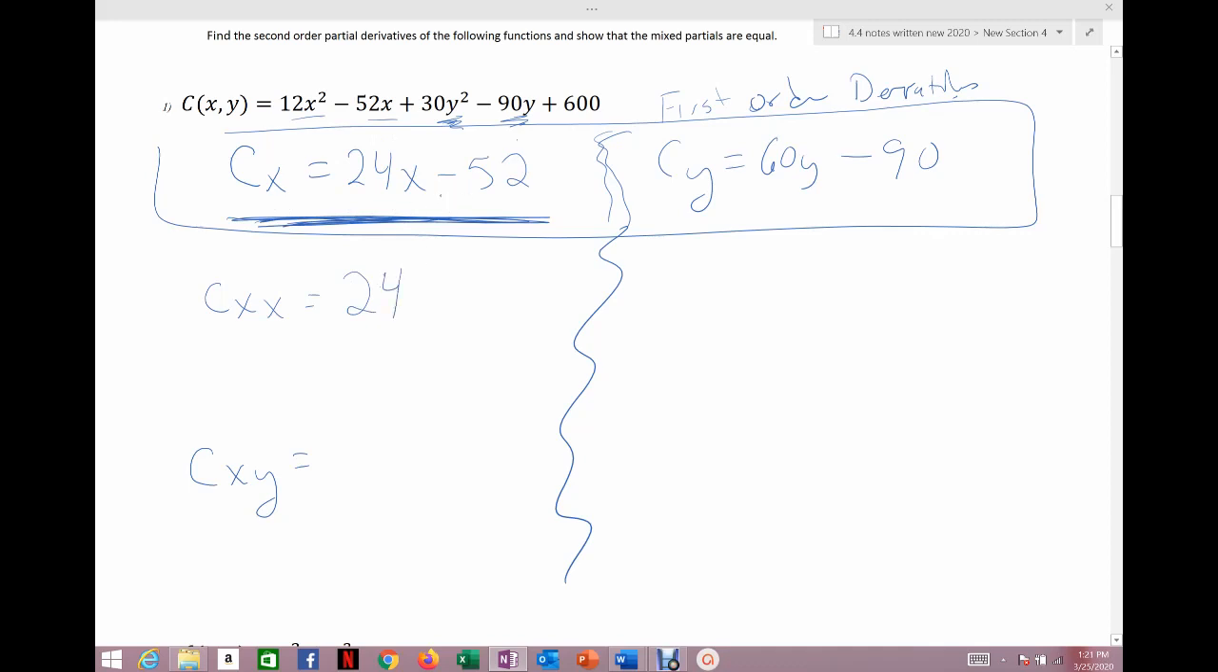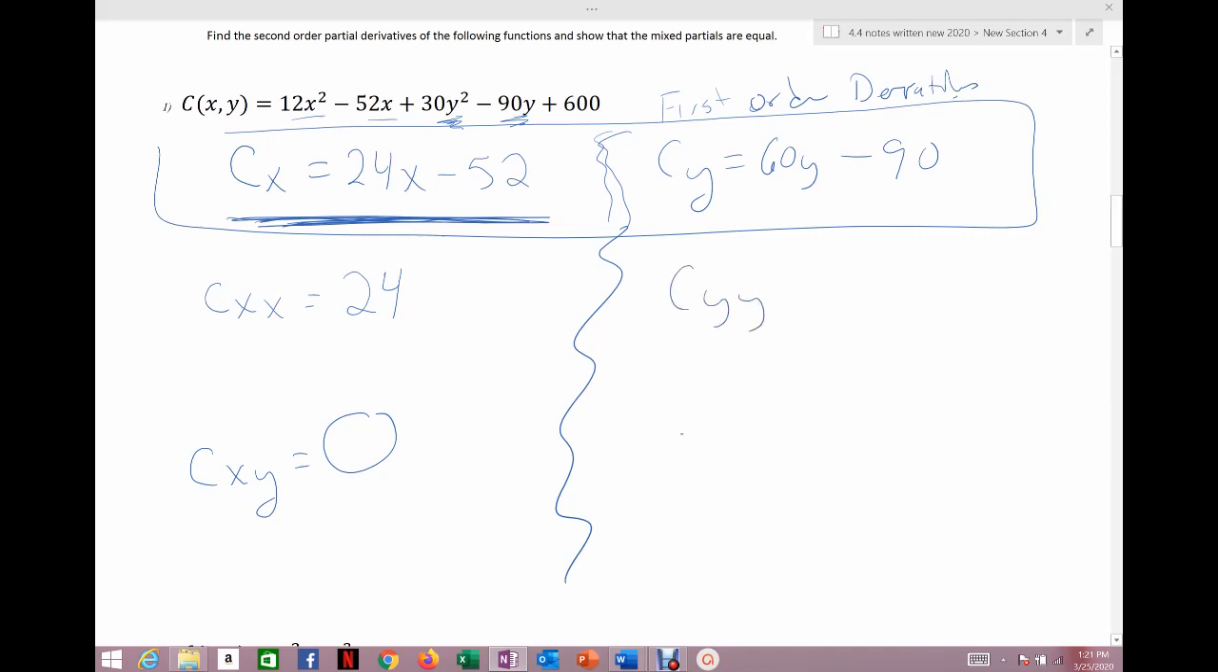Notice there's no y term in that expression. Since there's no y term, when I take the derivative with respect to y, there's no change because there's no y to change it. And so my mixed derivative is just 0 in that case. So I'm done. There's 2 of my second derivatives.